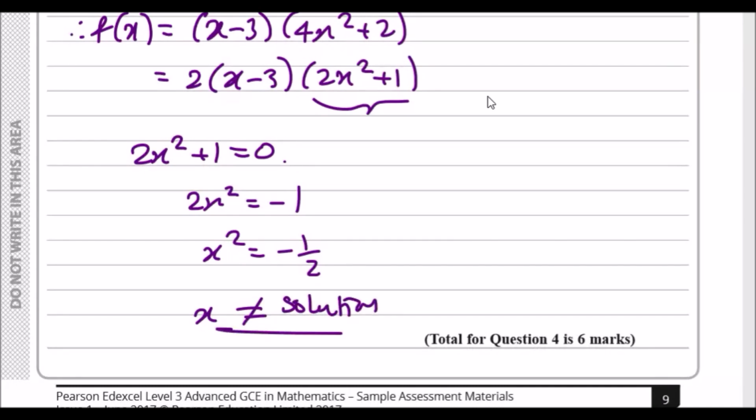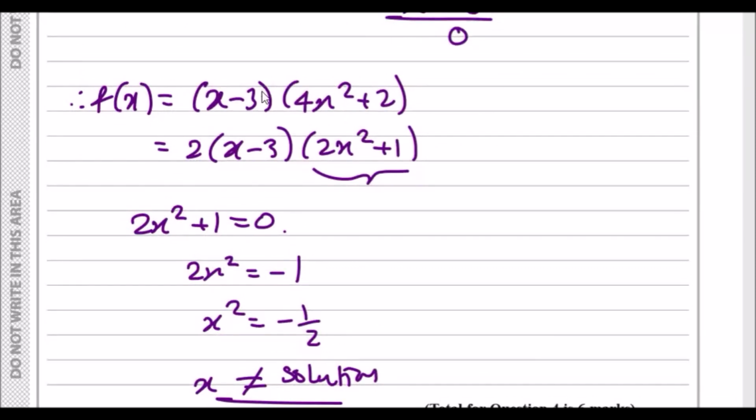So that therefore we can pretty much say that x minus 3 is the only solution, because when you set this to 0 you can get a solution, which is only x equals 3. That's it. That's really how you solve this kind of problem.